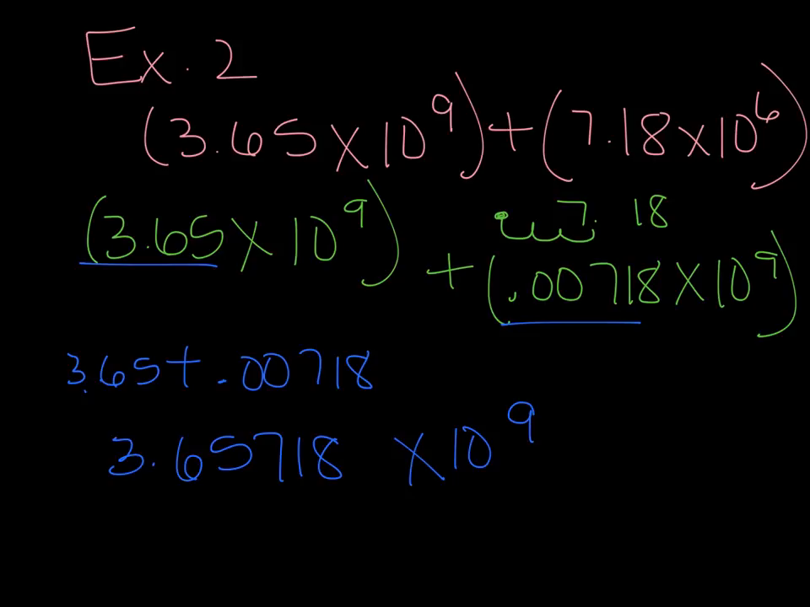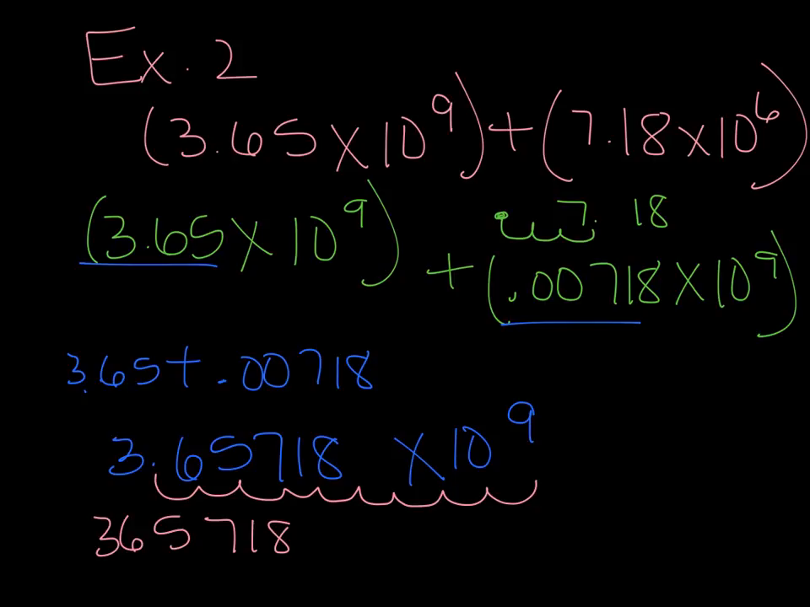In standard notation, I'm going to move the decimal 9 places to the right. So 1, 2, 3, 4, 5, 6, 7, 8, 9. So I have 3.65718, and then I need to add 4 zeros. 1, 2, 3, 4. So this number looks like 3,657,180,000. Okay?